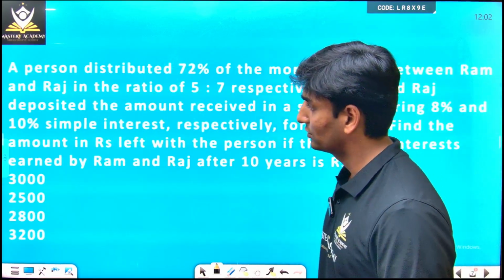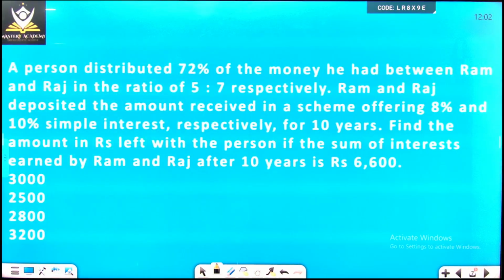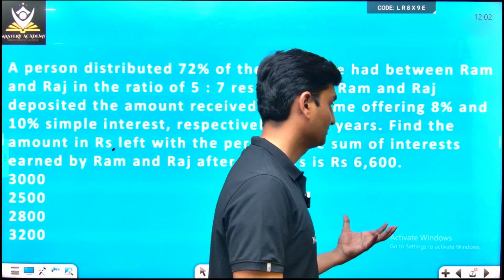Today's third question of today's session. A person distributed 72% of the money he had between Ram and Raj in the ratio of 5:7 respectively. Ram and Raj deposited the amount received in a scheme offering 8% and 10% simple interest respectively for 10 years. Find the amount in rupees left with the person if the sum of interest earned by Ram and Raj after 10 years is 6,600 rupees.